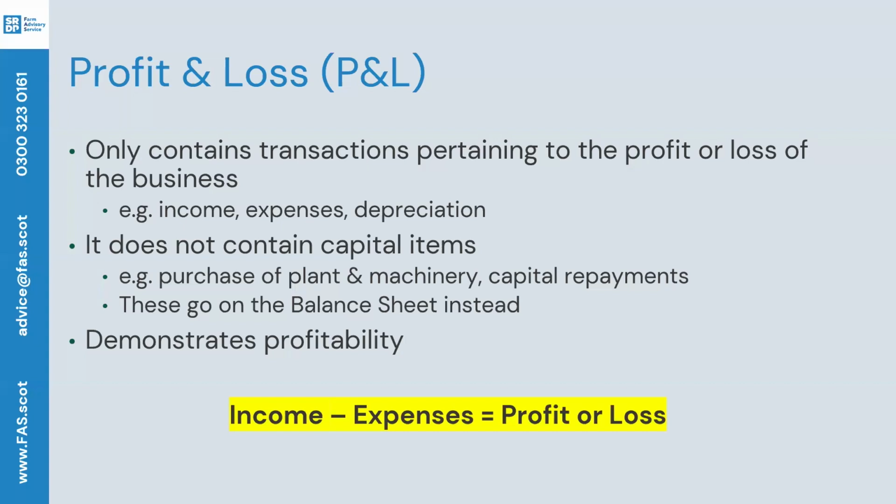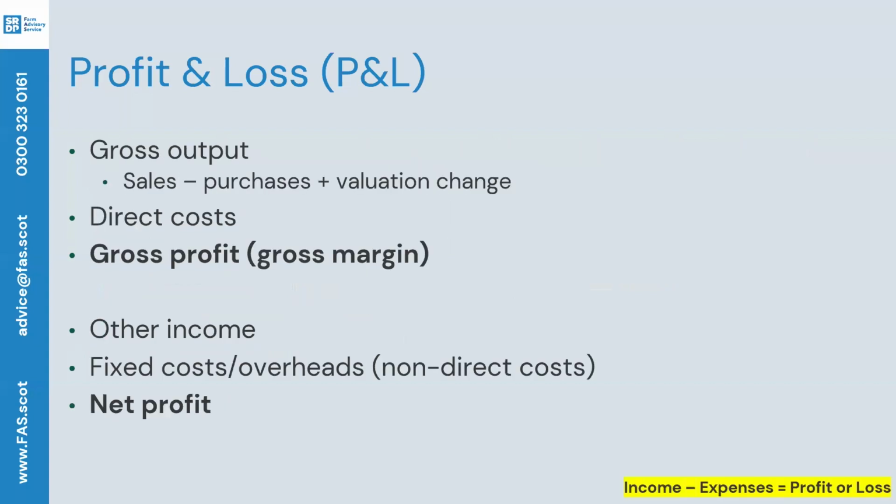So a couple of slides ago, I showed you how a profit and loss statement would be typically laid out. And this is really common within agriculture. So I will go through each of these sections in turn. So we start with our gross output. What is the output of our business? Is that your cattle sales? Is that your sheep sales? Is that your crop sales? And then we take your sales, less any purchases that you've made. So maybe you've bought in cattle, whatever it may be, and then any change in valuation.